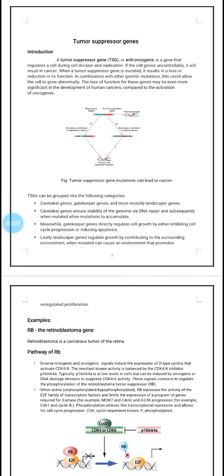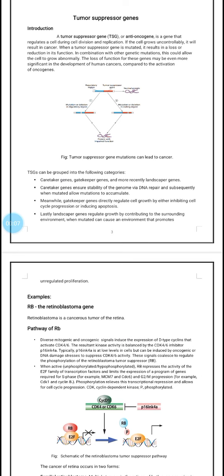Hi everyone, today's topic is tumor suppressor genes. A tumor suppressor gene, TSG or anti-oncogene, is a gene that regulates a cell during cell division and replication. If the cell grows uncontrollably, it will result in cancer.